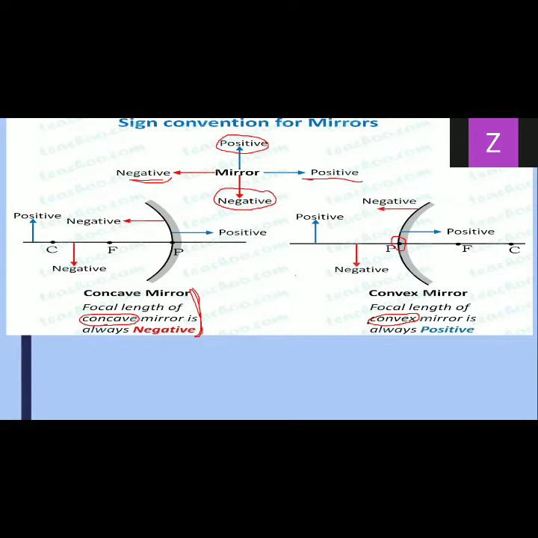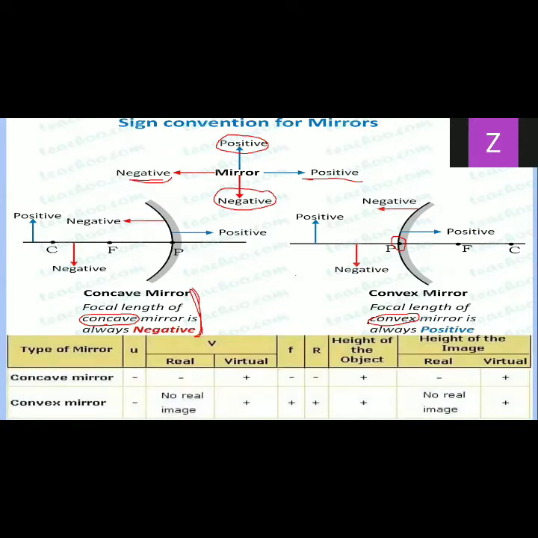So this is another table which I found might be useful to you. It summarizes everything which we have. This is not a dash, it is negative and positive. So for a concave mirror, u will always be negative. For a convex mirror, u will always be negative. This is not a dash, this is negative. I'll write negative here. So if a real image is formed, the sign of v should be negative. If it is virtual, then it will be positive.